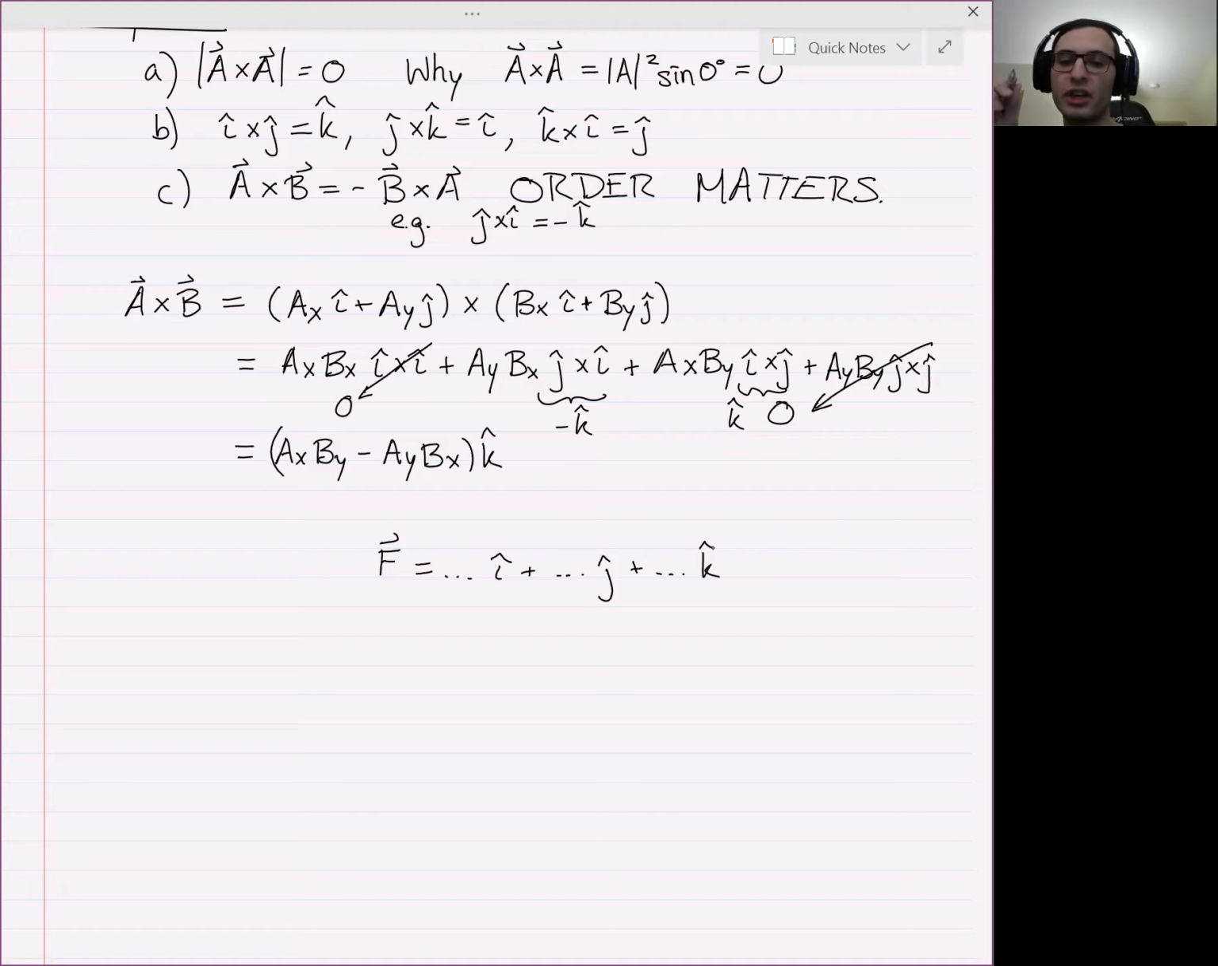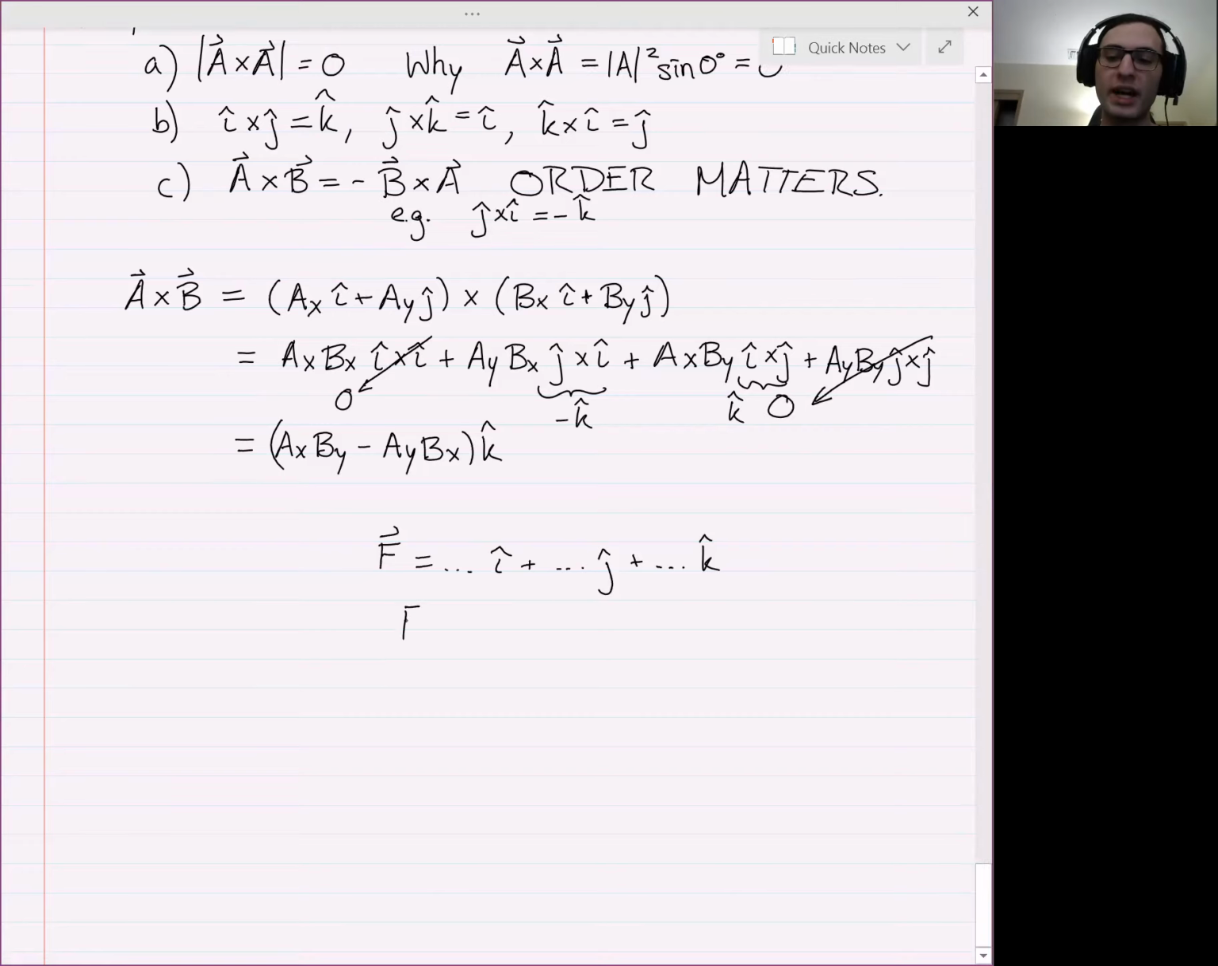If you wanted to find the work done, it turns out that the work, at least in very simple cases, is just the dot product of a force vector and a displacement vector, which is basically a vector that goes from point A to point B. So then you would take the dot product, and that would give you a scalar, and that would have units of joules.